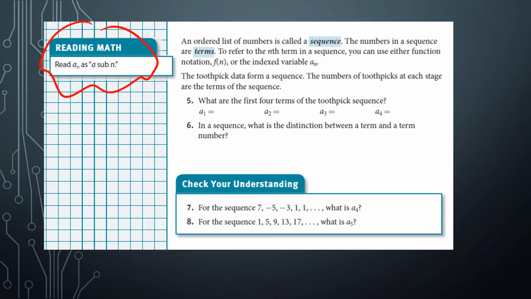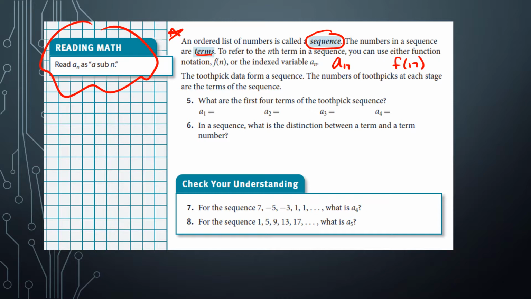So this says an ordered list of numbers is called a sequence. That's the definition of a sequence. It's a list of numbers. The numbers in a sequence are called terms. To refer to the nth term in a sequence, you can use either function notation, f of n, or the indexed variable a sub n. So for example, if I wanted to find the 17th term in a sequence, I could say a sub 17. Or I could say f of 17 if I wanted to put it in a function.